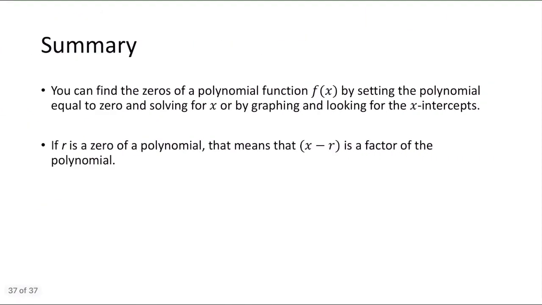So you can find the zeros of a polynomial function f of x by setting the polynomial equal to 0 and solving for x, or by graphing and looking for the x-intercepts. If r is a 0 of the polynomial, that means that x minus r will be a factor of the polynomial.